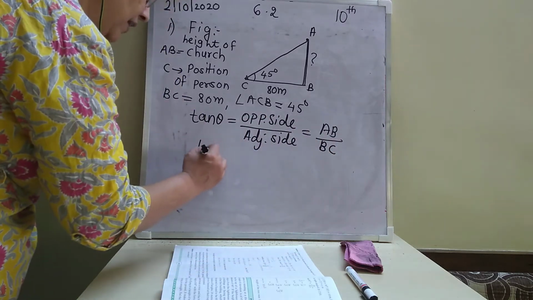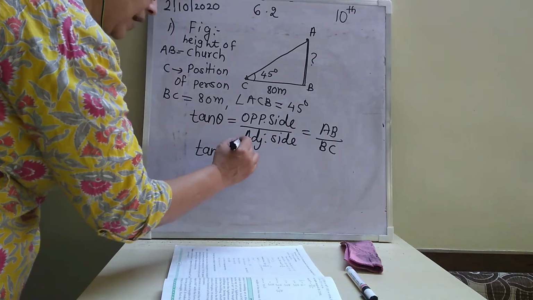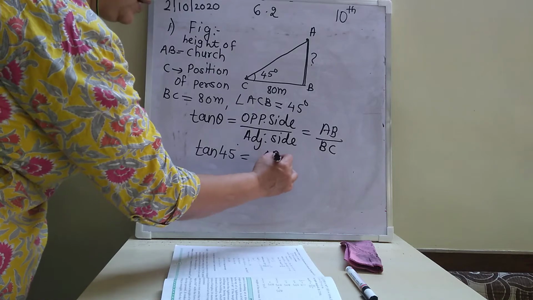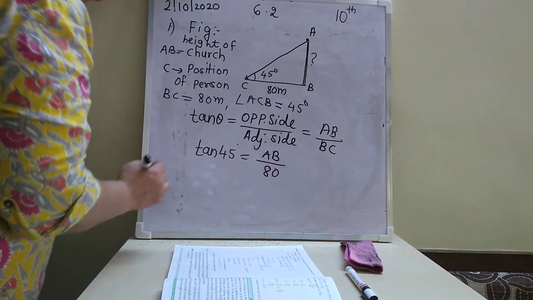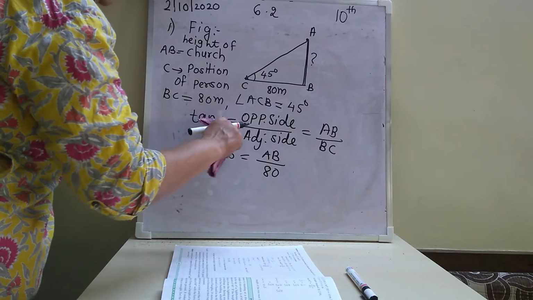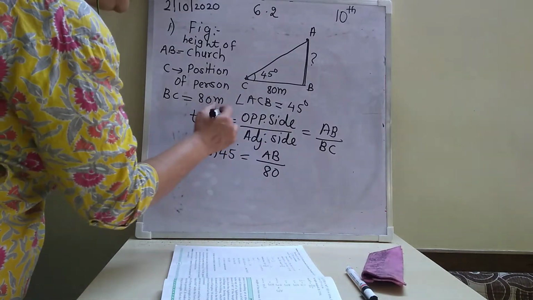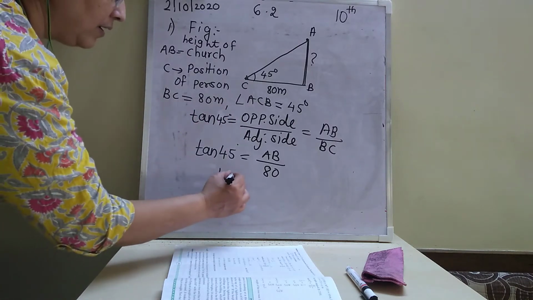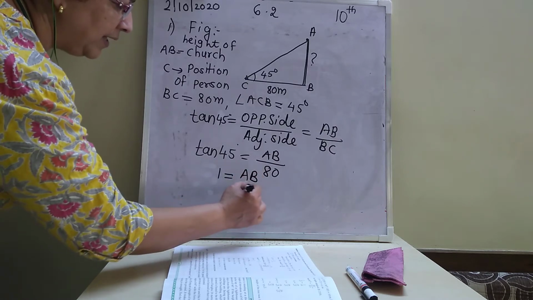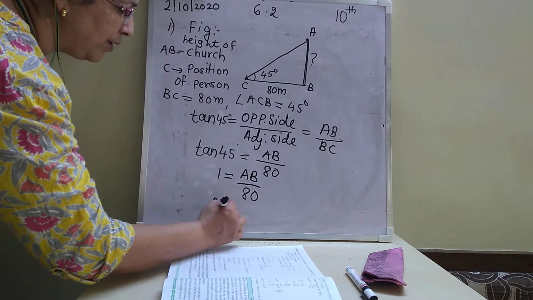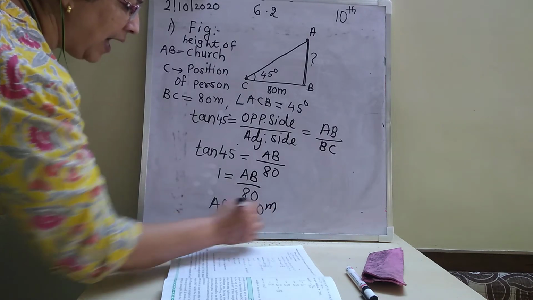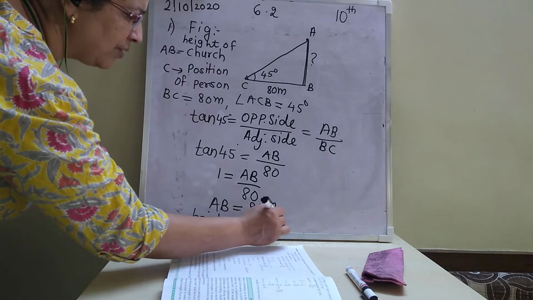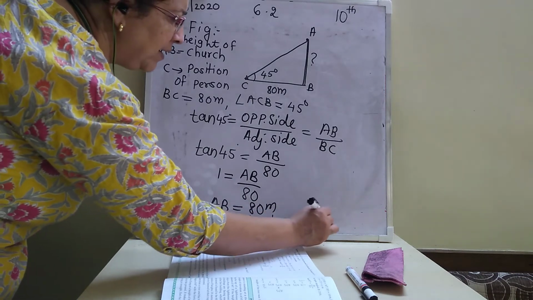What is tan 45? You know, tan 45 is equal to AB, which we have to find, and BC is 80. Here, in place of theta, we put 45. Now you know what is meant by tan 45? This 1 is equal to AB upon 80. So AB will also be equal to 80 meters. The answer in words should be written down: height of the church is equal to 80 meters.